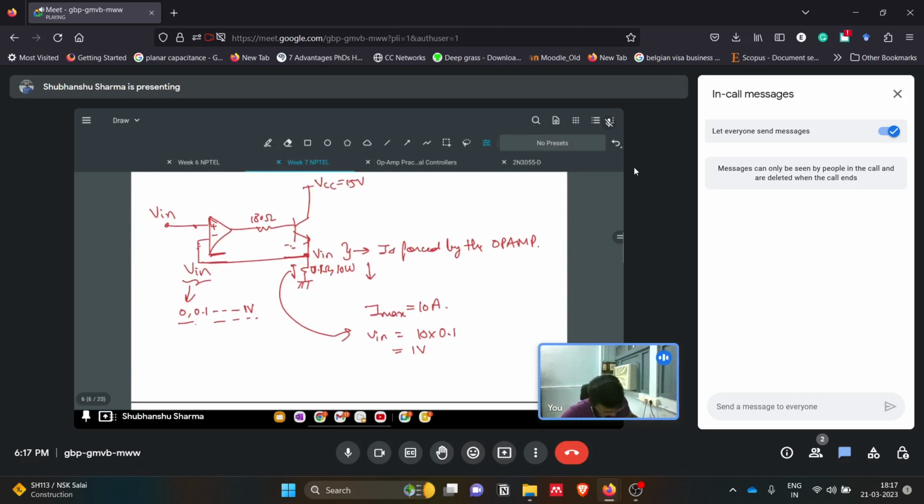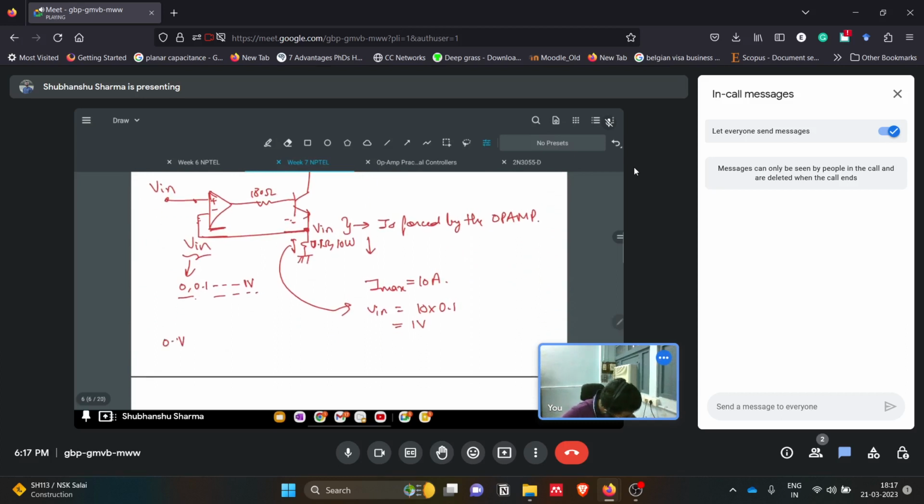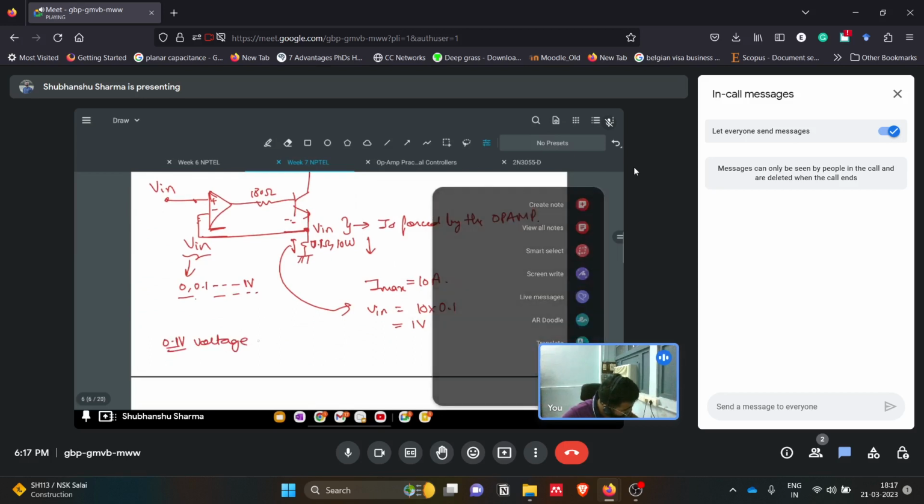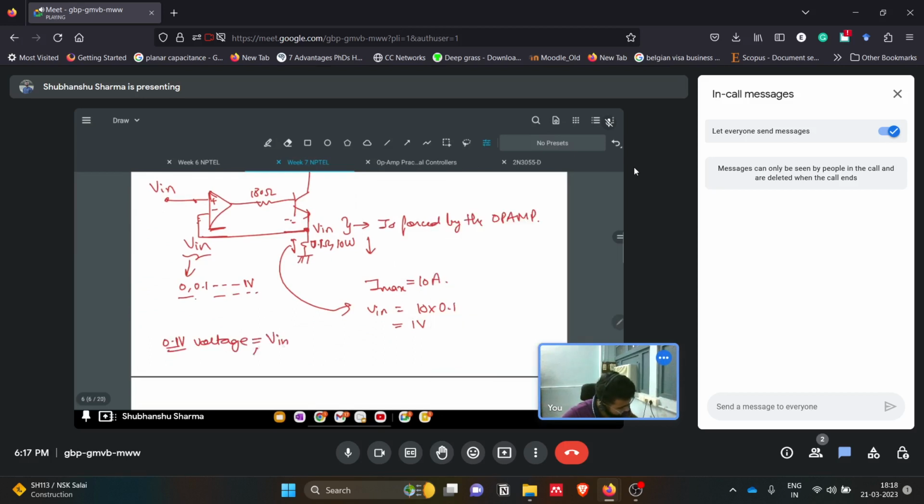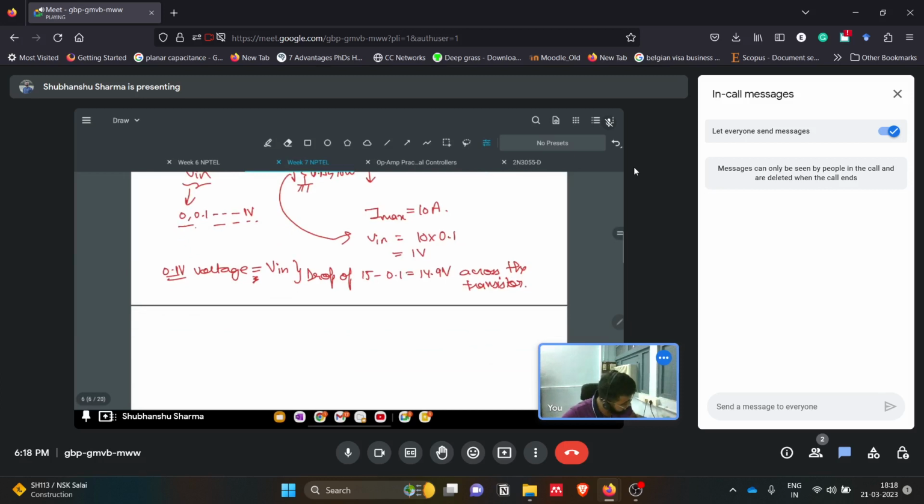Now, let's say when we applied 0.1 volt as the input to the op amp, V in equals 0.1 volt, then we will get a drop of 15 minus 0.1 equals 14.9 volts across the transistor. So then what will happen?